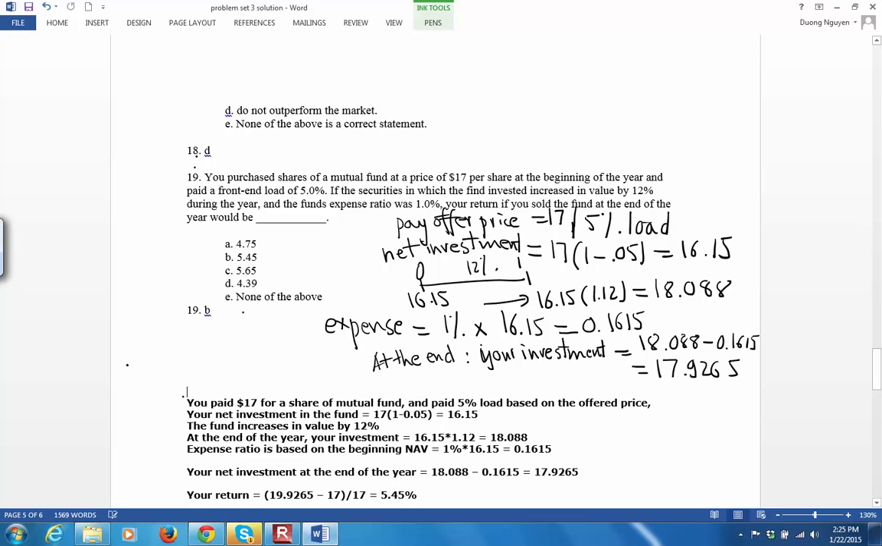Equals 17.9265. So you invested $17 at the beginning. At the end of the year, after all expenses, you get 17.9265. Your return during the year would be equal to 17.9265 minus 17, divided by 17, and it is equal to 5.45%. So that is your return during the year.